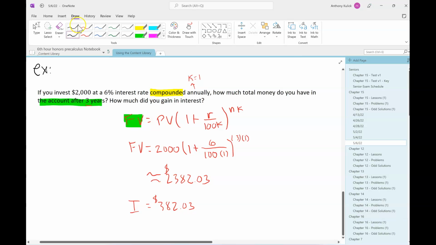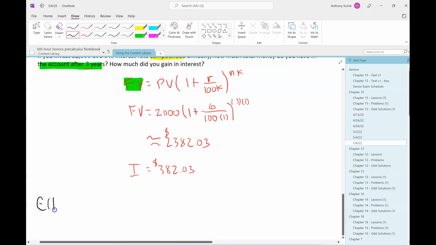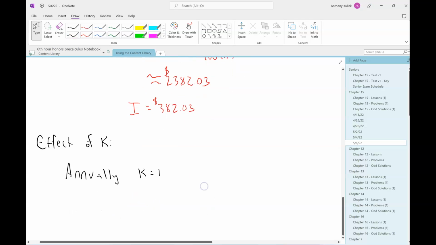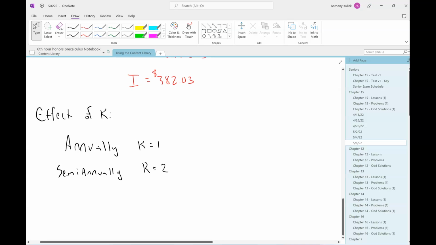So let's look at the effective K then. That seems to be the thing that's maybe not so easy to understand. So some common values of K. Annually means K is 1. If I say semi-annually, what would K be? It would be 2. Semi is half, right? Like a semicircle is half a circle.